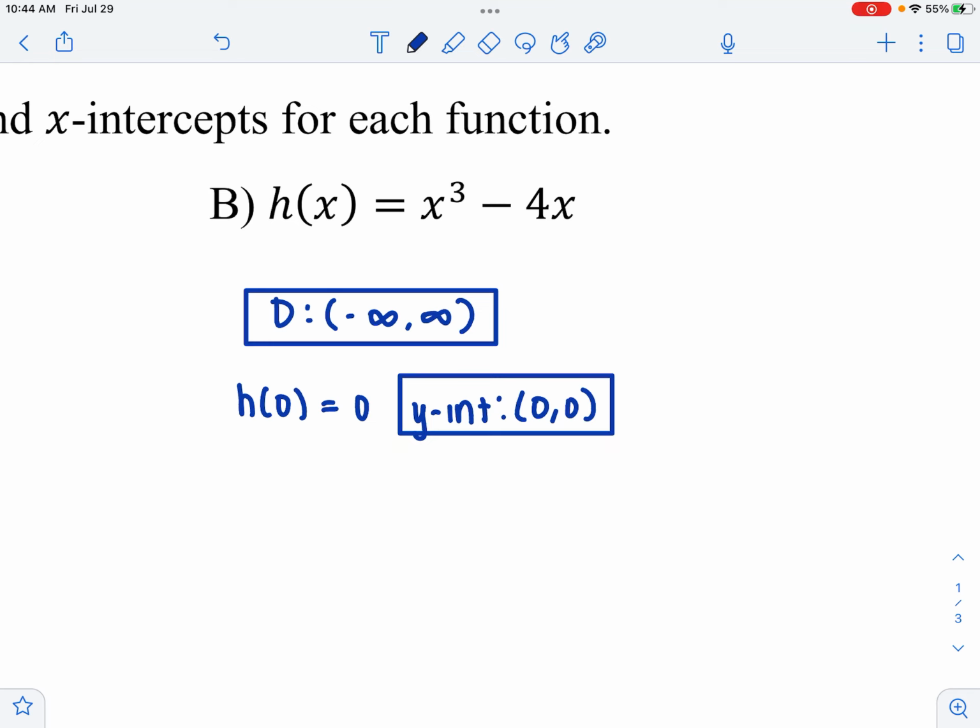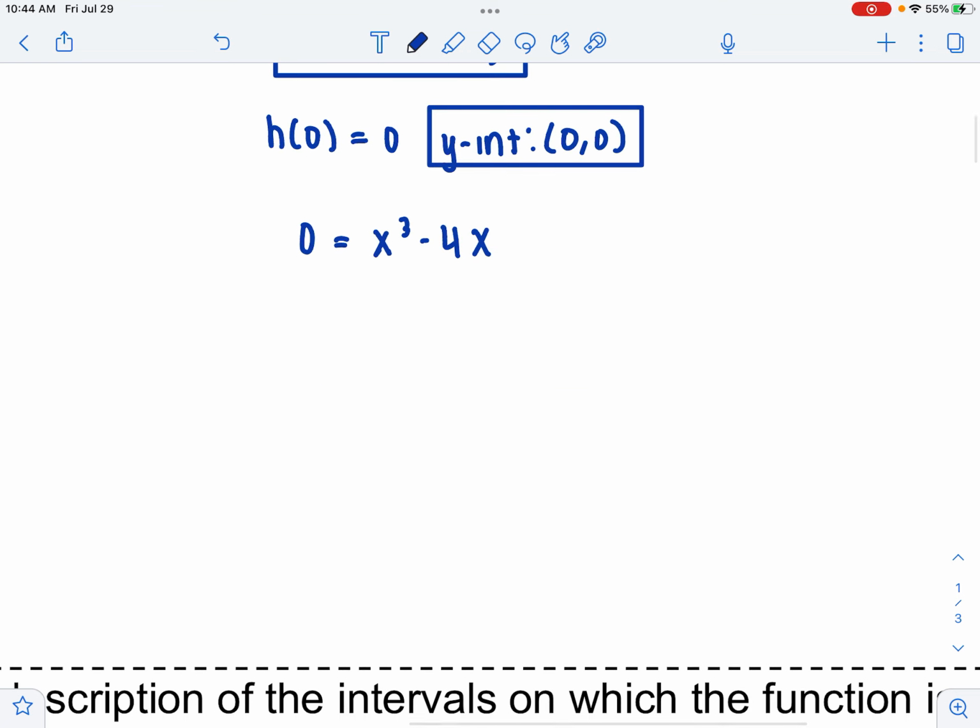All right, last but not least, set h of x equal to 0, and I get 0 equals x cubed minus 4x. All right, I need to solve this. First thing I ask myself is, I definitely can't solve by square rooting because there's not an x squared in it at all, right? So now I want to ask myself, can I solve by factoring? I look first for a GCF. There is a GCF of x. I'm going to pull that out. And now I can keep factoring if I want.